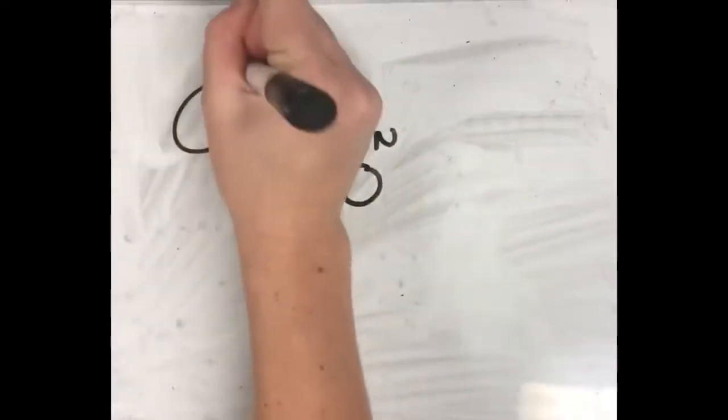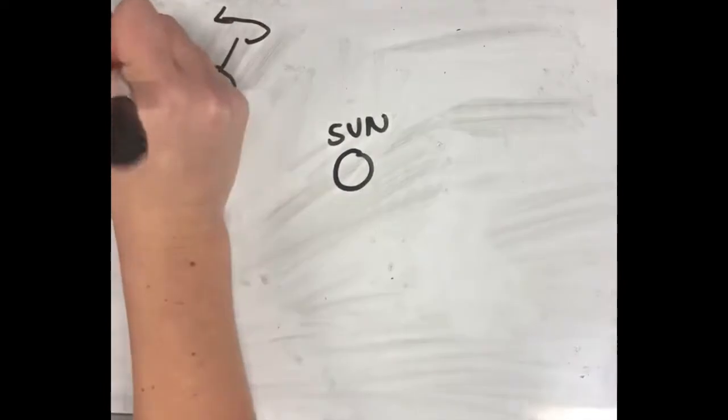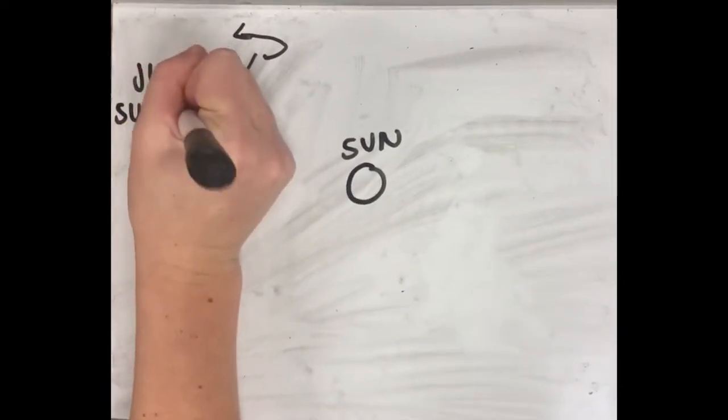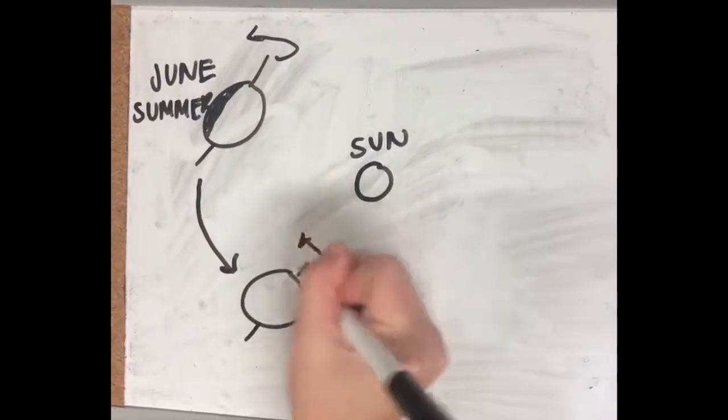As Earth spins around the Sun, we see different parts of Earth being lit up by the Sun at different times of the year. Two important ones that are most common and popular are the June solstice, also known as the summer solstice, and the December solstice, which is also known as the winter solstice.